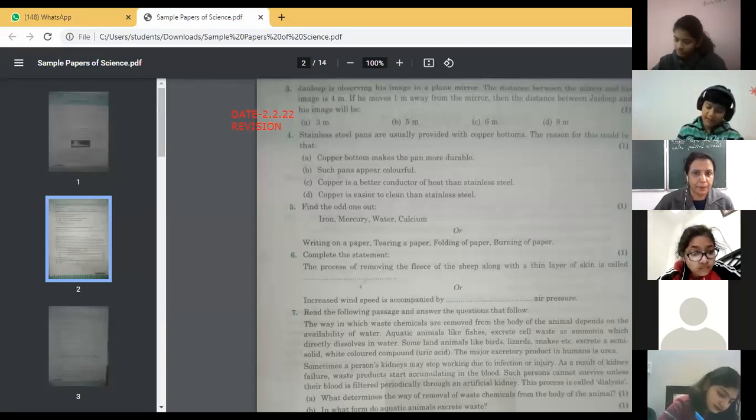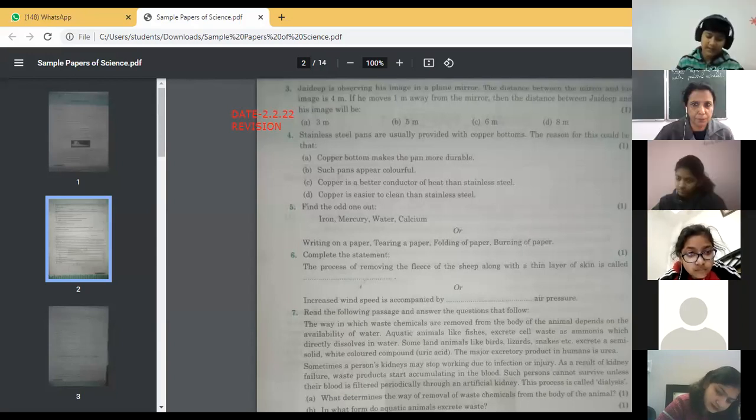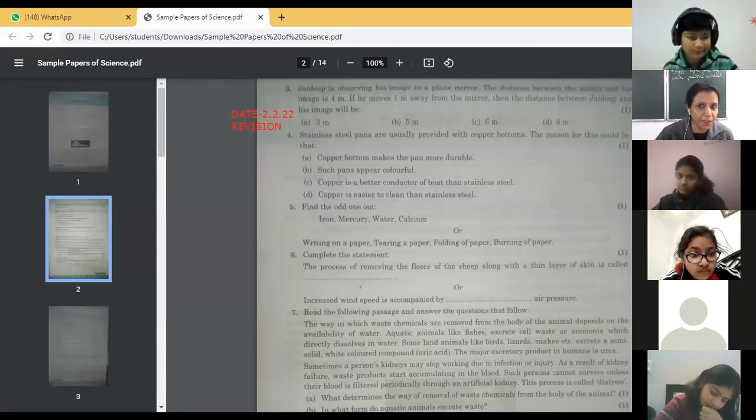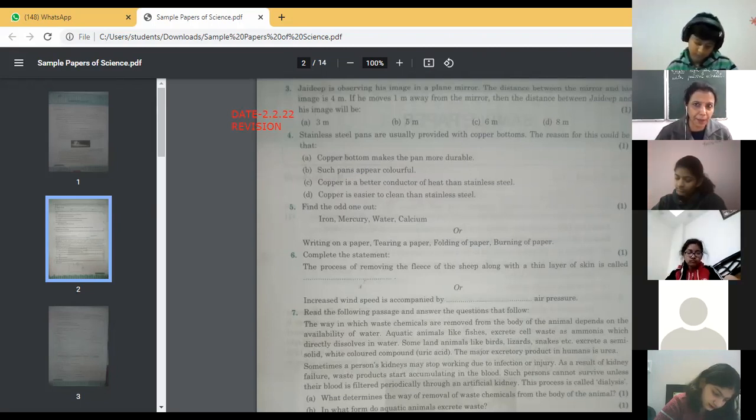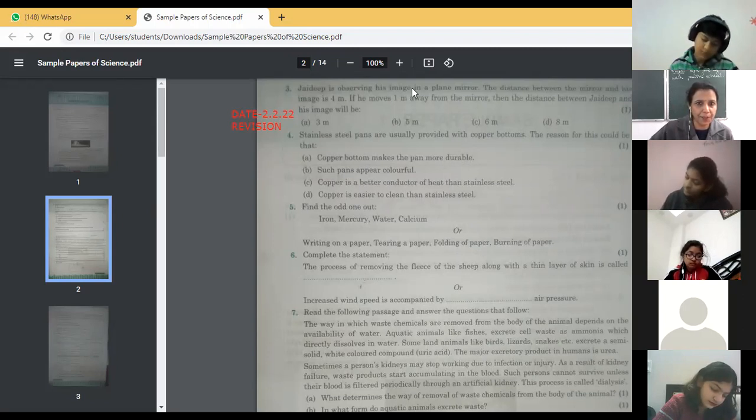The distance between Jaideep and his image is 4 meters. Yes. Then if he moves 1 meter away, no, Jaideep, beta, wait here for a minute. The distance is not between Jaideep and his image. The distance between the mirror and his image is 4 meters. Yes, ma'am. The mirror is in the center. One side is your object and on the other side is the image. Is it clear? In the center there is a mirror. So the distance between mirror and image is 4 meters. Now he is moving 1 meter away from the mirror.